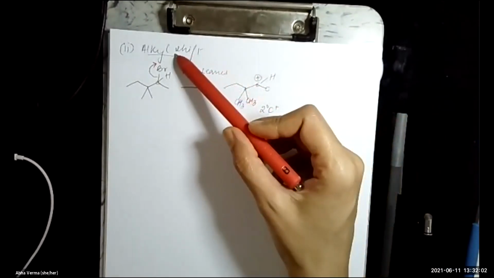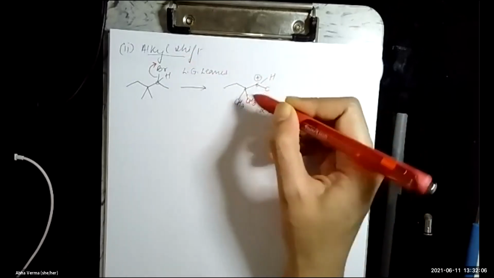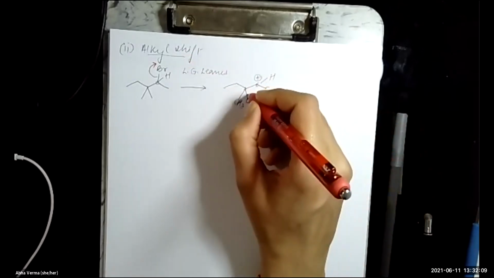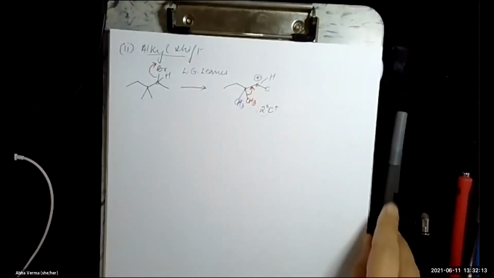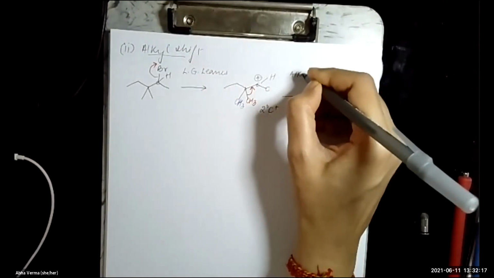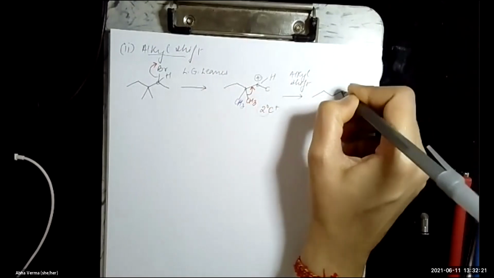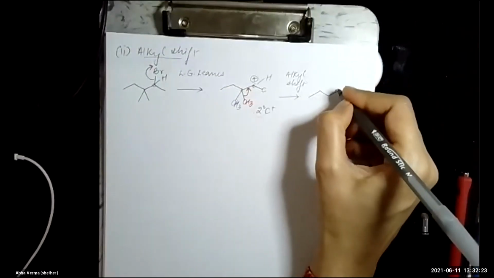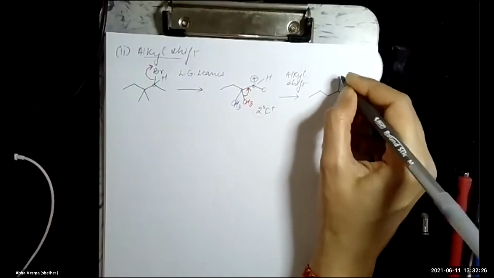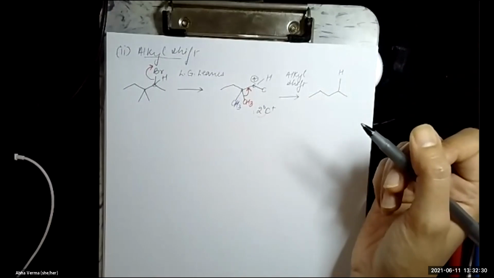And now an alkyl shift will occur. So a methyl, it doesn't matter which one of these, is going to shift here. And I will see an alkyl shift. Since the alkyl which is shifting is a methyl, you can label this as a methyl shift also.